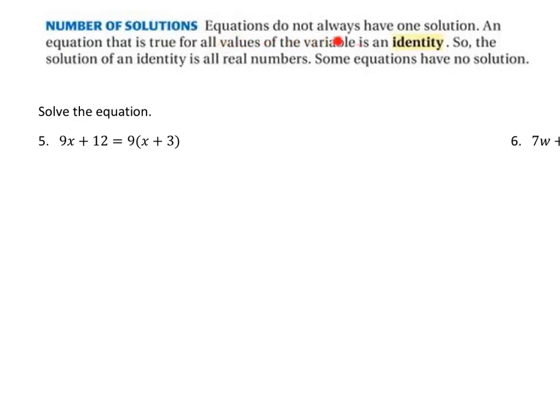It says equations do not always have one solution. An equation that is true for all values of a variable is an identity. So the solution of the identity is all real numbers. Some equations have no solution. So let's see what happens here.